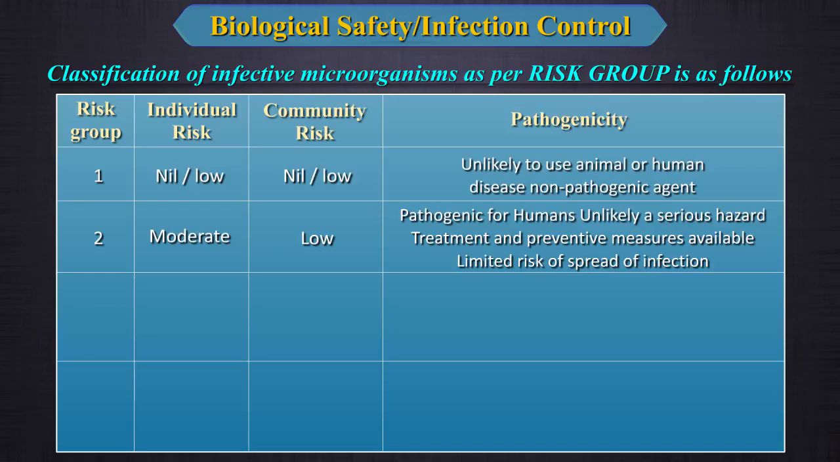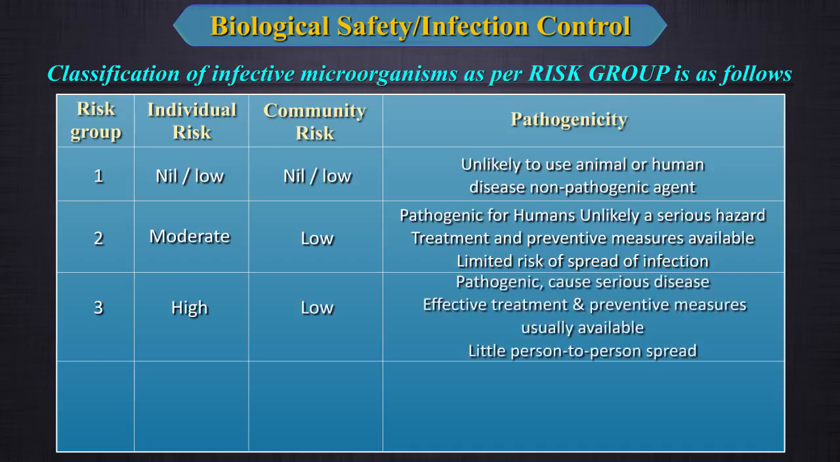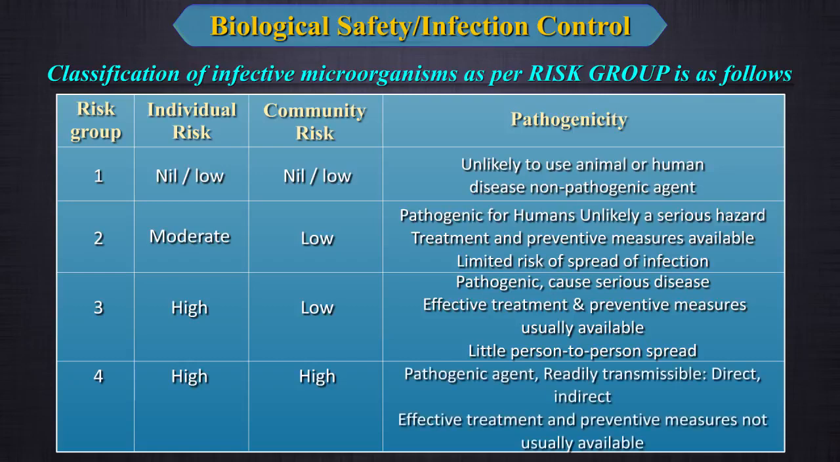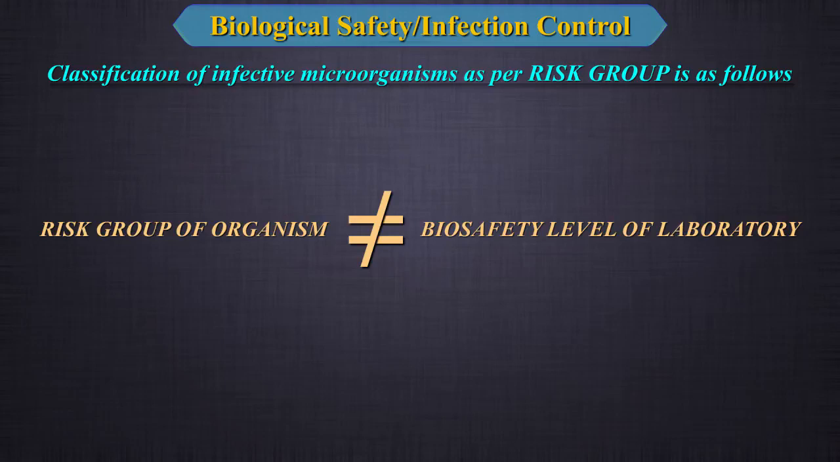When we say risk group 3, we mean that the individual risk is high and the community risk is low. That means it is pathogenic and can cause serious disease, but there is effective treatment and preventive measures which are available, and there is little chance of a person-to-person spread. When we look at risk group 4, it means both individual and community risks are high, and the pathogenicity indicates that it is a lethal pathogenic agent readily transmissible. So directly or indirectly it is infective, and effective treatment and preventive measures are not usually available. Please note that the risk group does not equate to biosafety level of the laboratories.